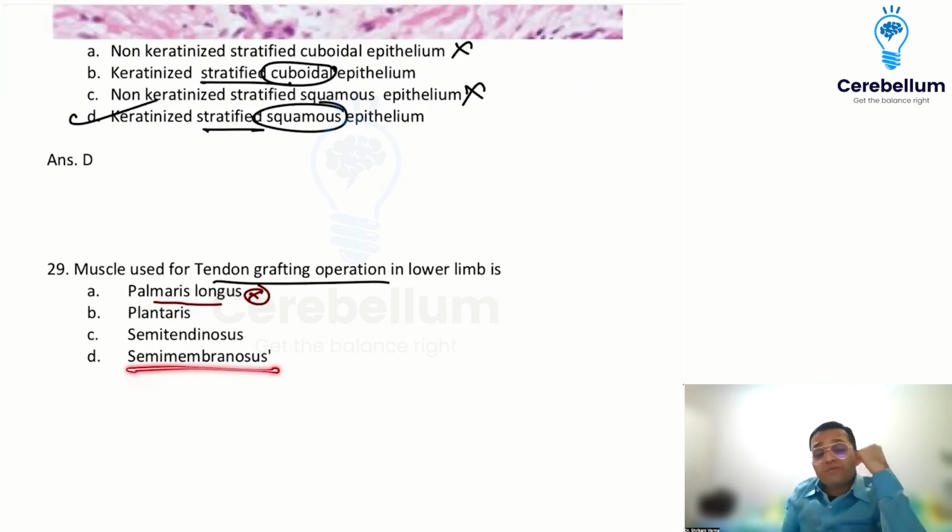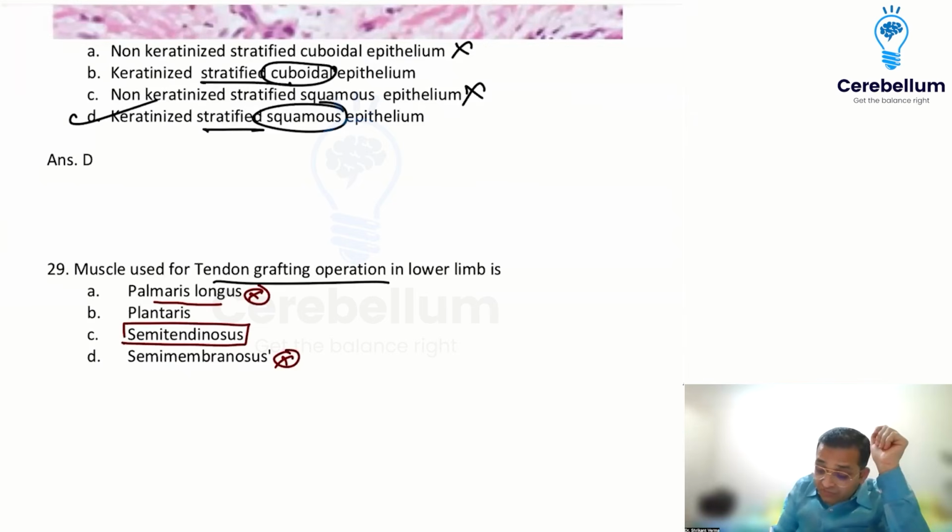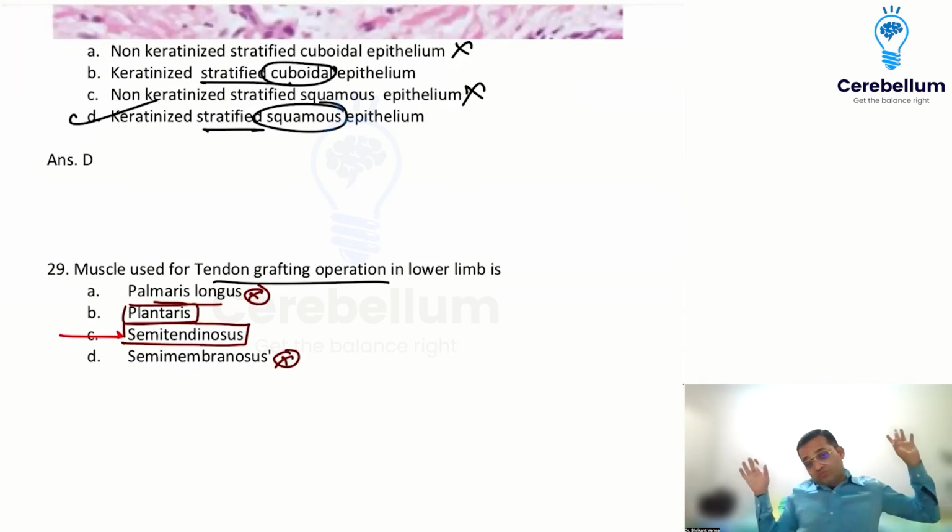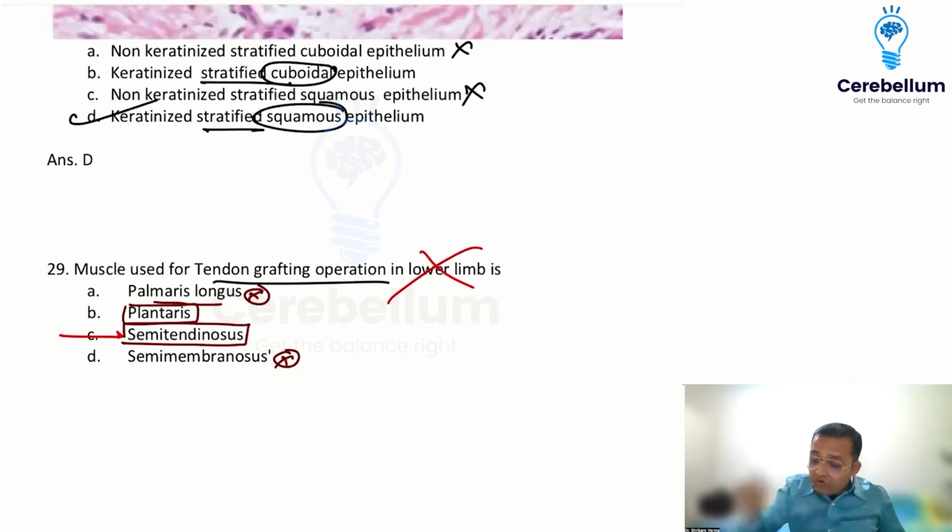Yes, semi-membranosus. Semi means half membrane. Why it is half? So exclude this one. Now see, semi-tendinosus. Yes, it is having the tendon. And now the plantaris. Suppose you are marking the semi-tendon. Suppose. Yes, you are wrong.